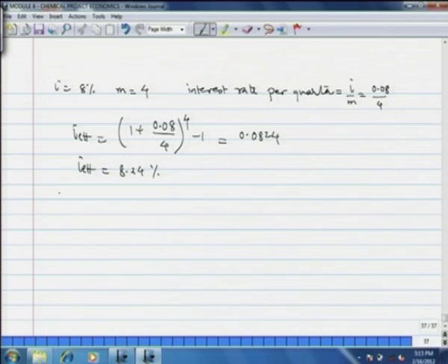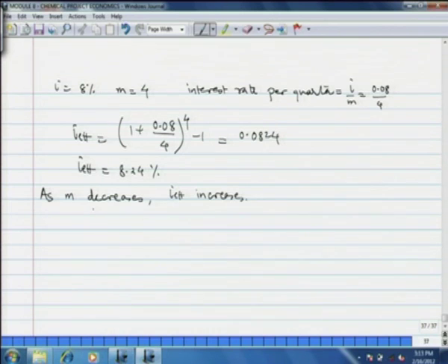In some cases, there is continuous compounding. As m increases, I effective increases. So, compounding could be per quarter or per month or per week or per day, or in the limiting case, let us say per second. Then in that case, what is the relation between I effective and I? Okay. So, that thing we note.